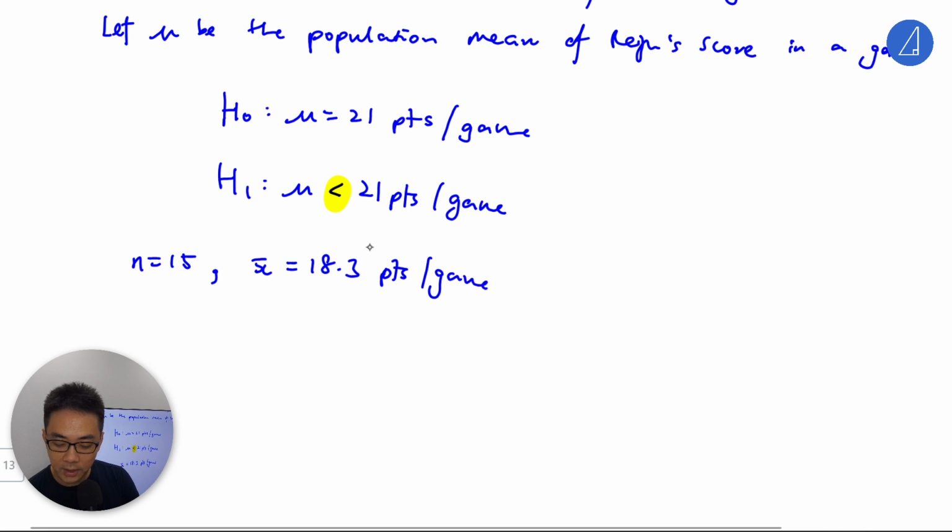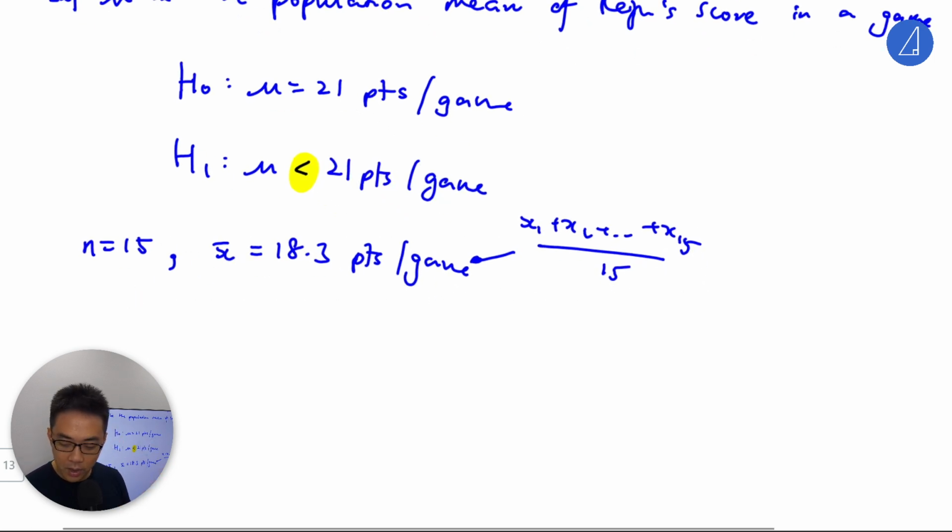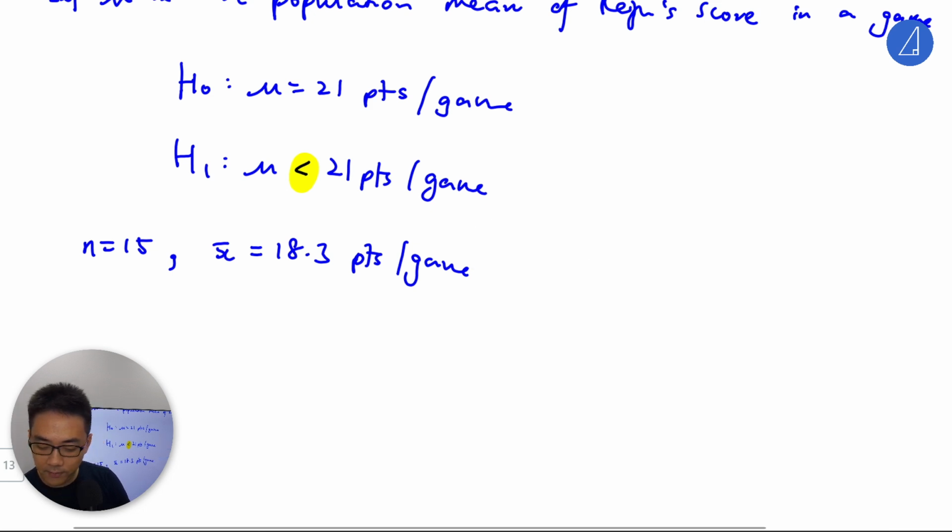Meaning you take game 1 plus game 2 all the way to game 15. It's just a normal average from secondary school E-math. You just average it out. Then you just watched 15 of his games. Then after that, you have sigma, which is actually 7, the given population standard deviation.